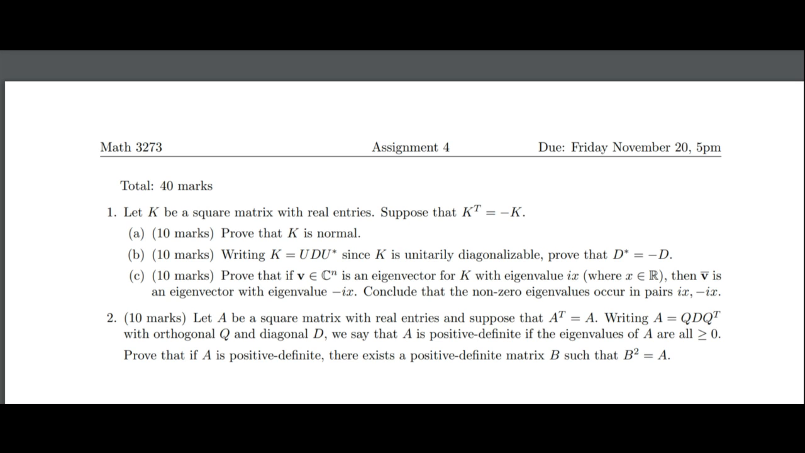But if you go out in the world, positive semi-definite means that all the eigenvalues are greater than or equal to 0, while positive definite means all the eigenvalues are strictly greater than 0. So I didn't want you getting the wrong idea.